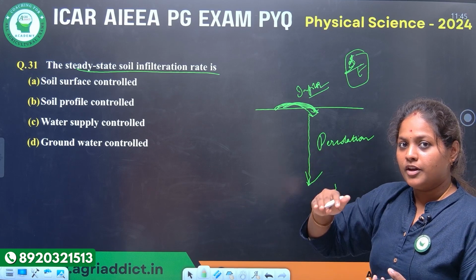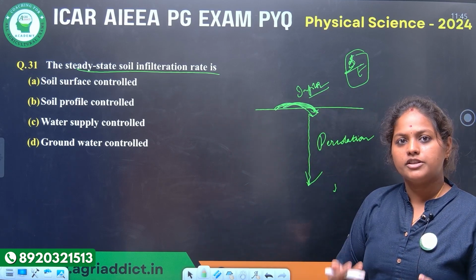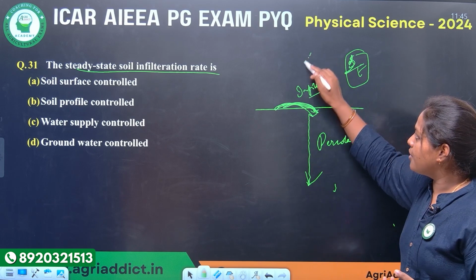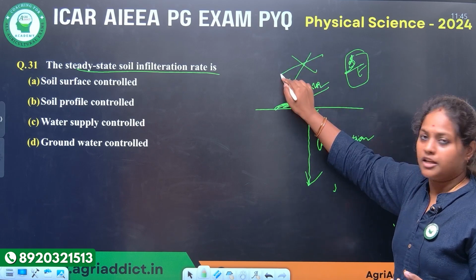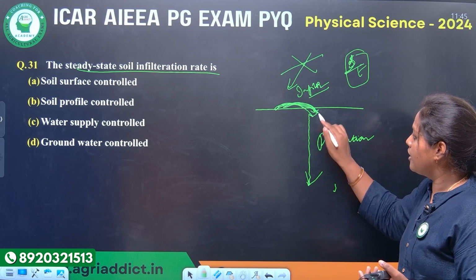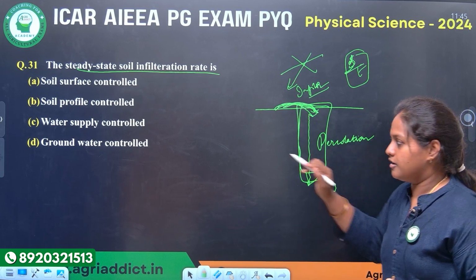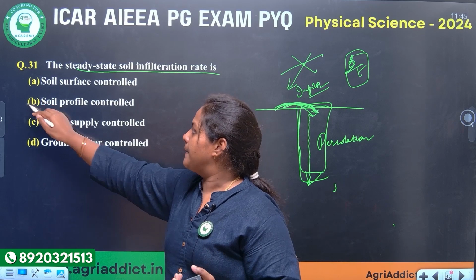At that time, the infiltration rate is controlled by which factor? There is no external influence affecting the rate of water entering into soil. So what is the only thing that remains? That is the soil profile, an internal factor. So the option is B.